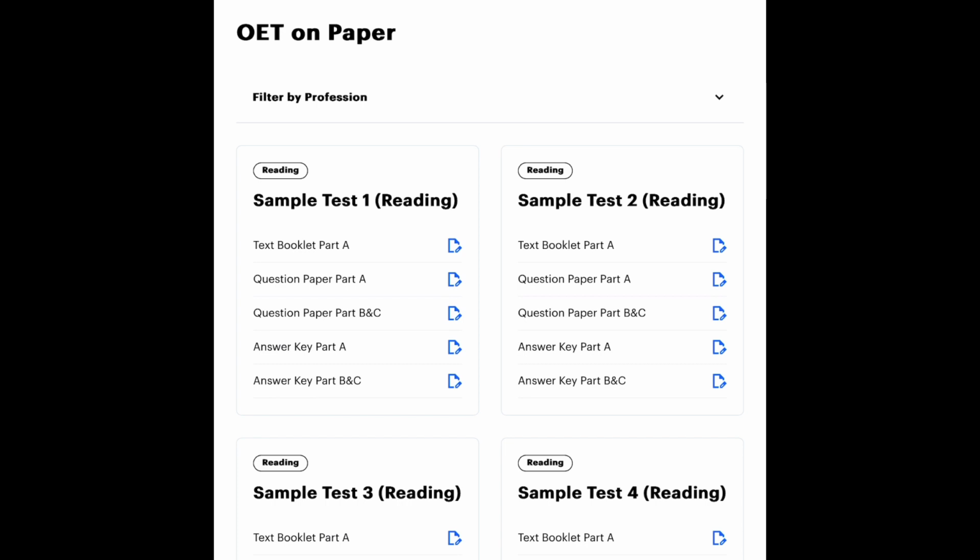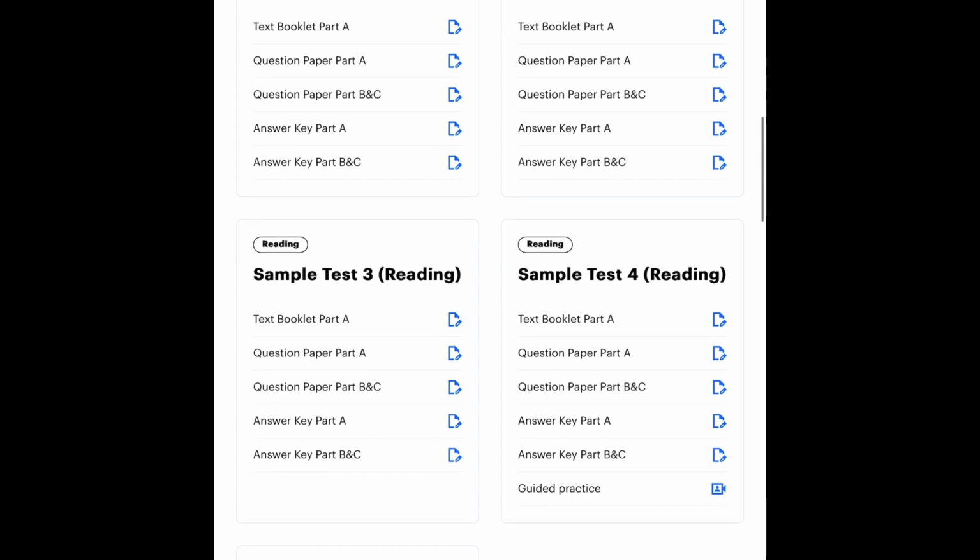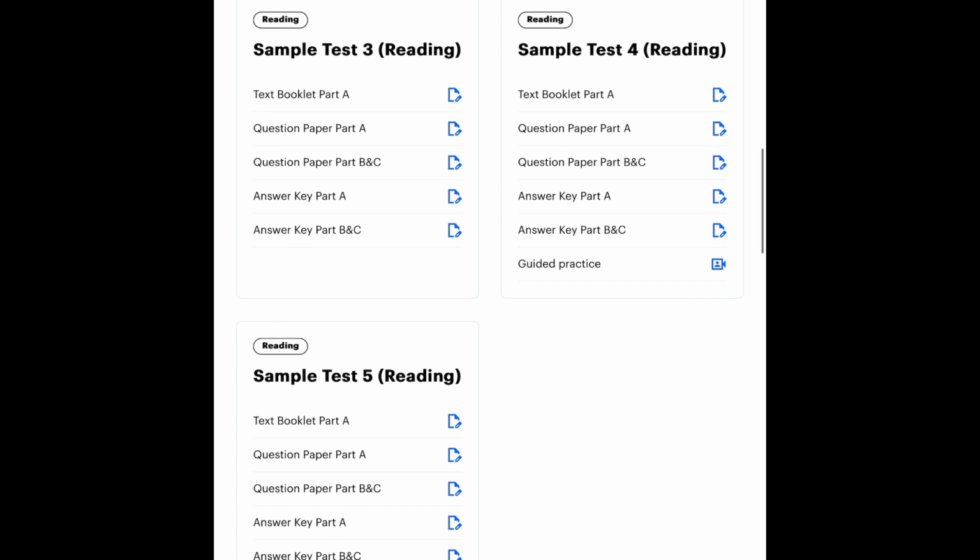OET can be taken on paper, it can also be taken on computer. OET is for several healthcare professions like dentistry, dietetics, medicine, etc. For listening and reading, the test is common. For writing and speaking, they are different for different healthcare occupations. So we'll jump right to a sample test. We'll go to sample test 5 for today. Question paper part B and C.